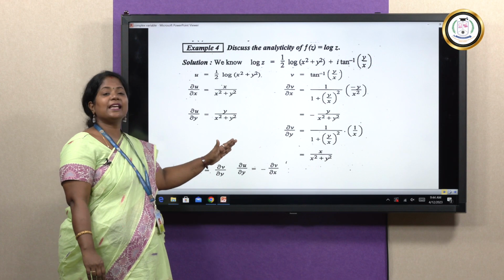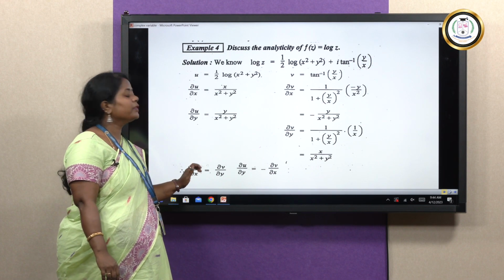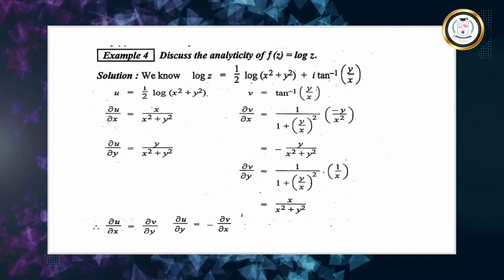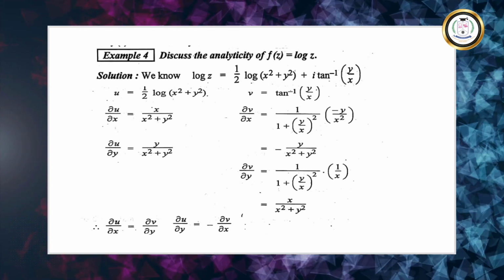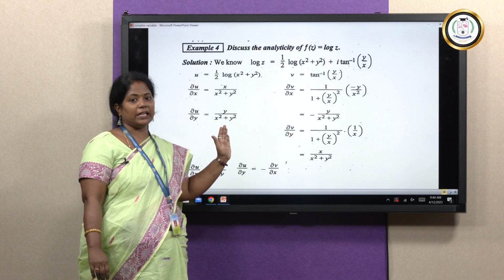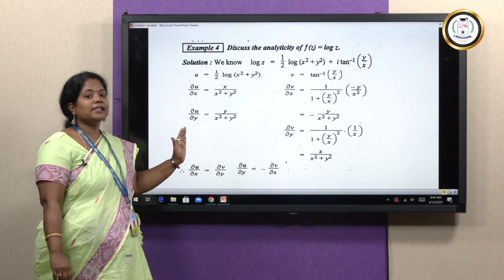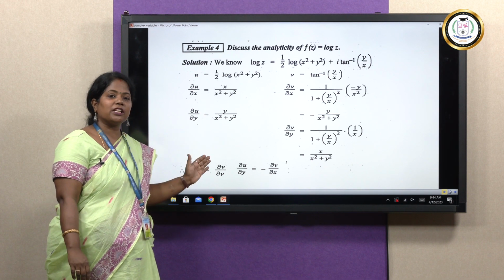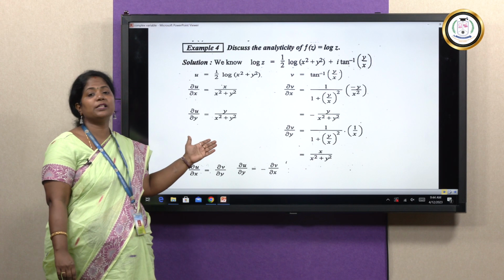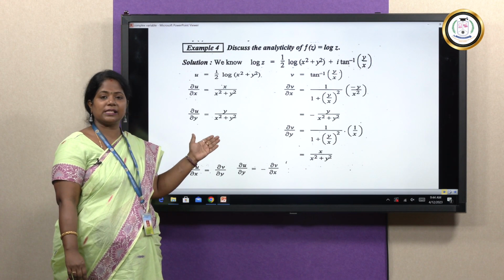So when we check the CR equations, it is satisfying: u_x is equal to v_y and u_y is equal to minus v_x. So we have checked that the log function is also satisfying the CR equations. Hence, we have seen that the exponential function, the logarithmic function, the trigonometric function and the algebraic functions satisfy the CR equations.